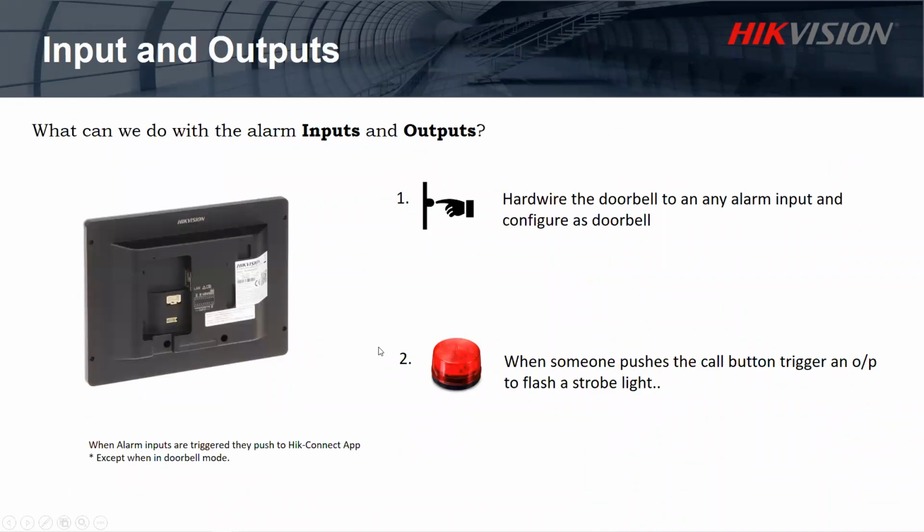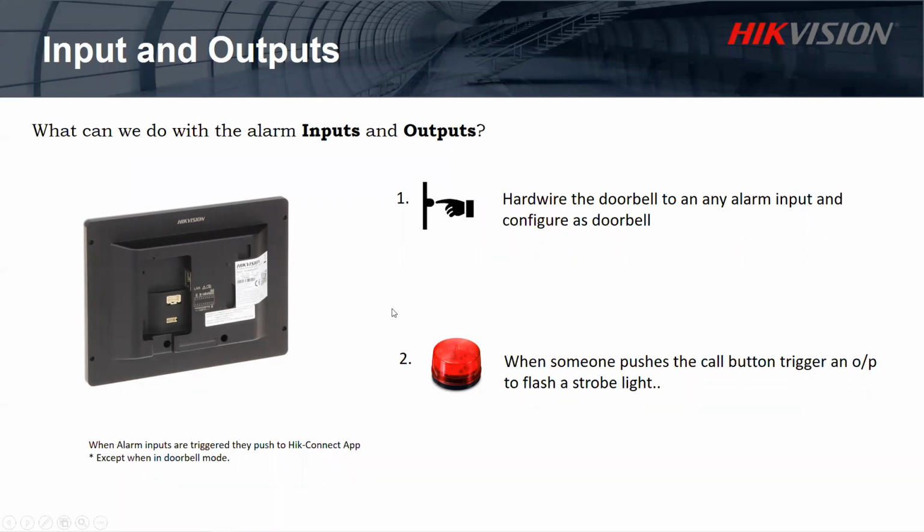All right, so here I'm quickly going to talk about the inputs and the outputs on the back of the unit. There are several applications for these inputs and outputs, but I'm quickly going to explain two applications here. The first one is you can hardwire the doorbell to any alarm input and configure it as doorbell. What will happen when you configure it as doorbell? Once someone comes and presses the doorbell outside the apartment, the indoor station will give you a ding dong, and you will understand that someone is ringing you.